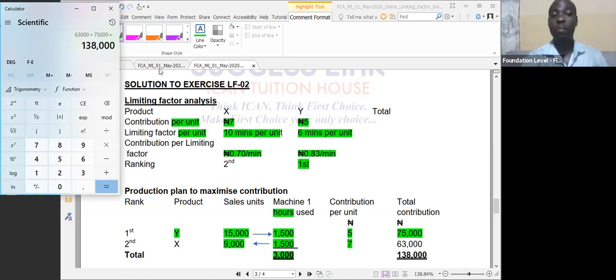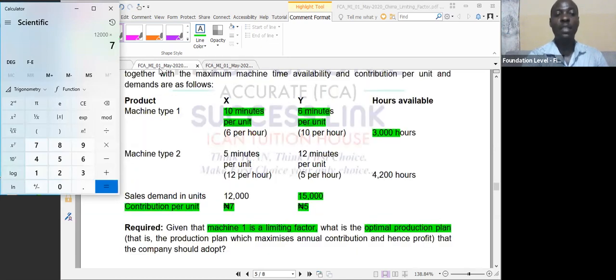okay, so we'll do it backward. We have 1,000 hours available, and you are doing 10 per hour. It means if you do 10, you're only going to do 10,000 units as against 15,000 units. If you now multiply 10,000 units produced with 5 naira per unit, you're going to get 50,000 naira as your contribution. Mind you, you have gotten 84,000 in the other product.